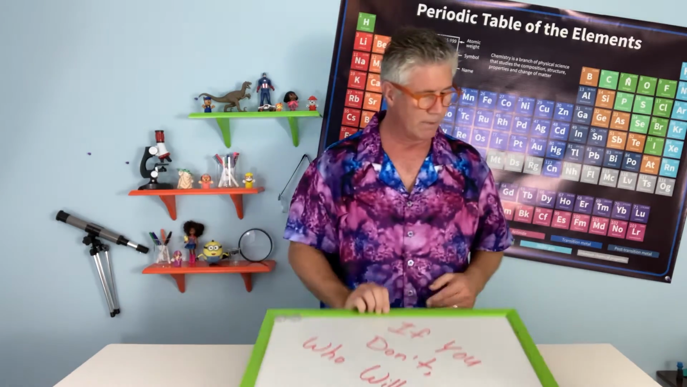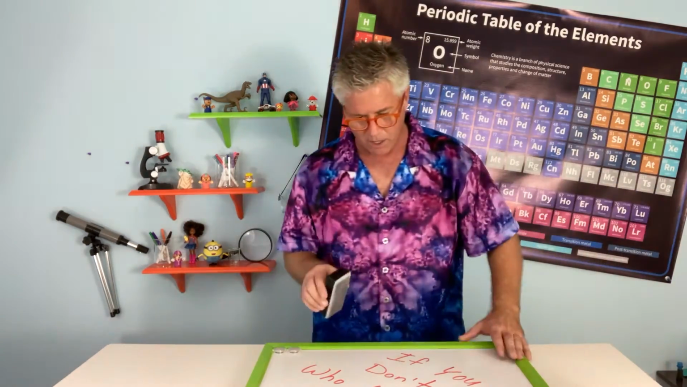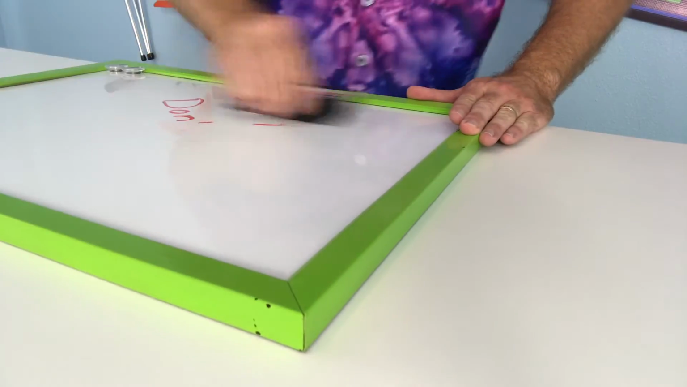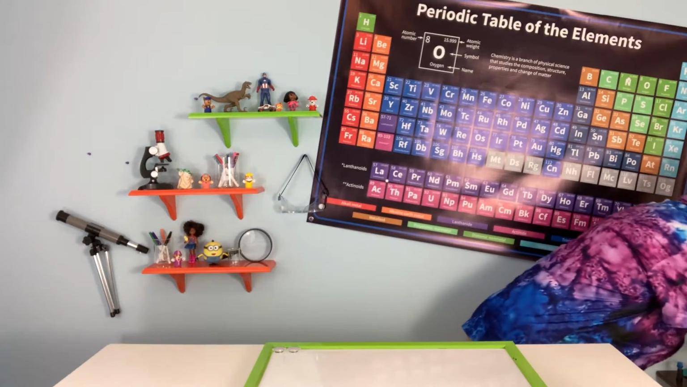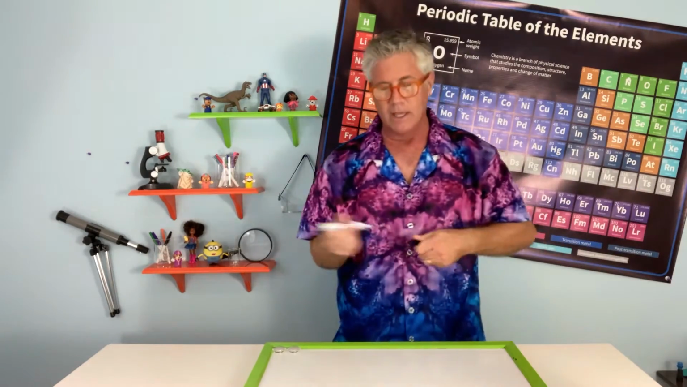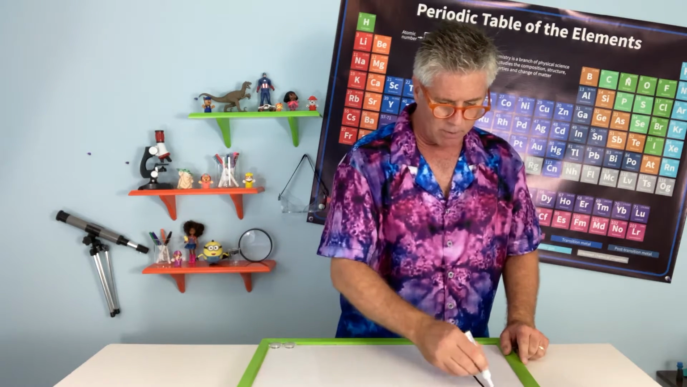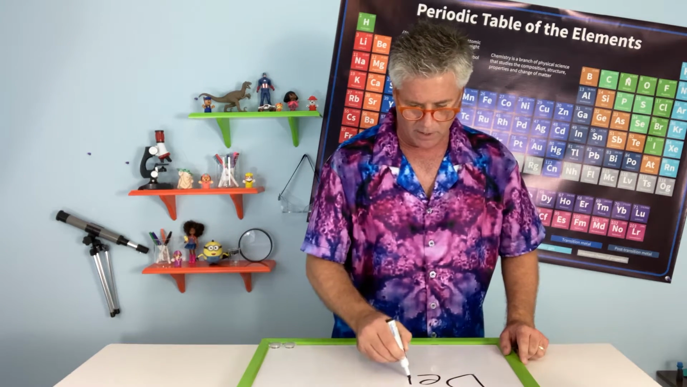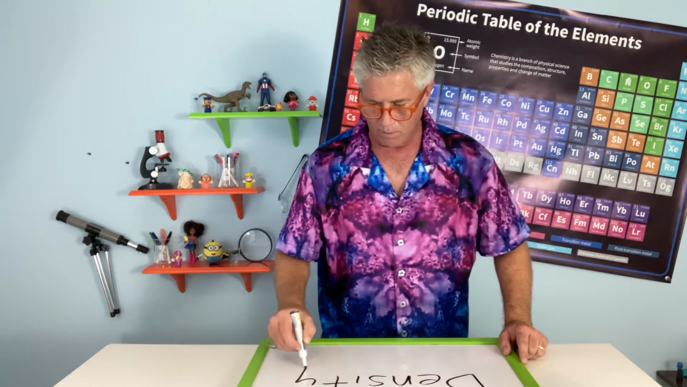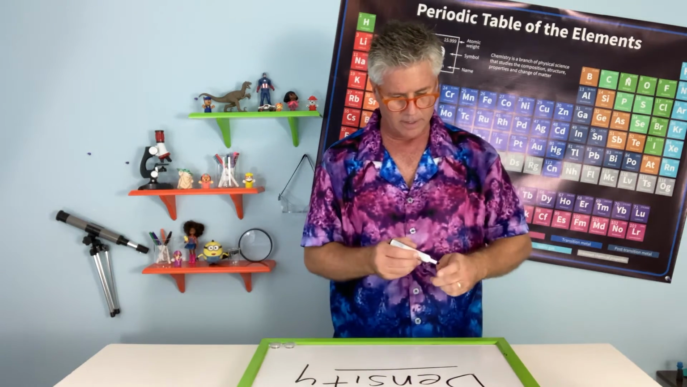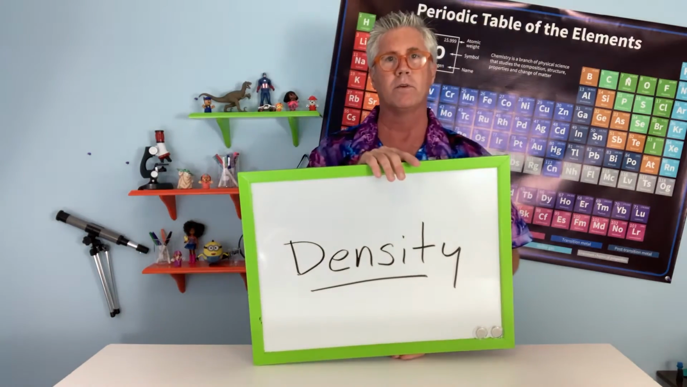So, okay, we're going to get rid of that. We're going to erase. Gone, just that easy. And the word density. So, let's see if I can spell that. I have problems sometimes. S-I-T-Y. Density. Voila! The word density.